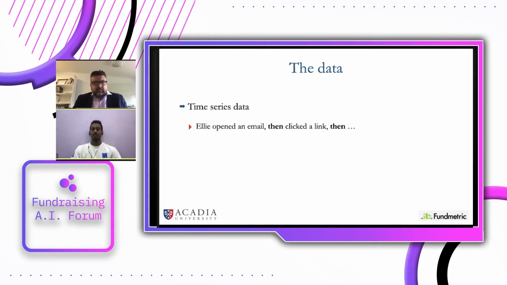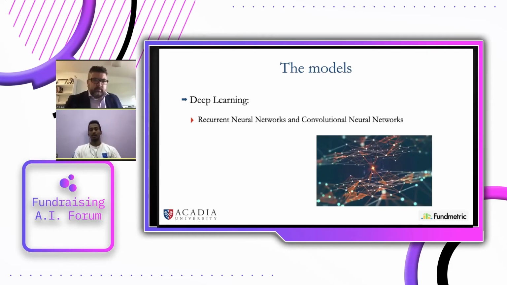The data. The donor journeys are chronologically ordered, and actions are related to each other by time. Someone who opened an email and then visited the donation portal is not in the same position as someone who visited the donation portal and then opened an email. So we approached the donor journey problem as a time series data problem, which is why we use neural networks such as recurrent neural networks and convolutional neural networks, as they deal with past data and then use it to predict what the constituent is going to do next.